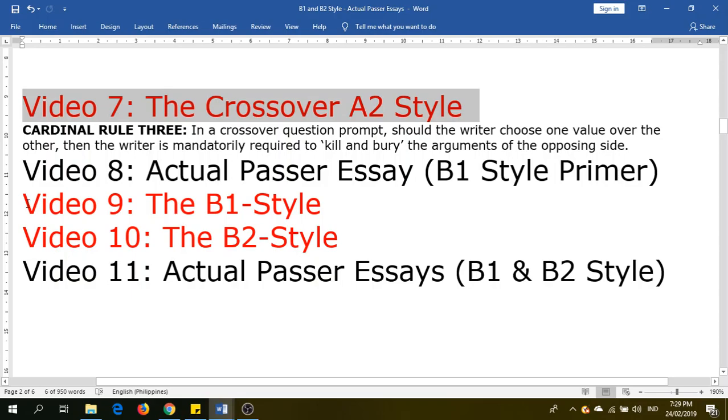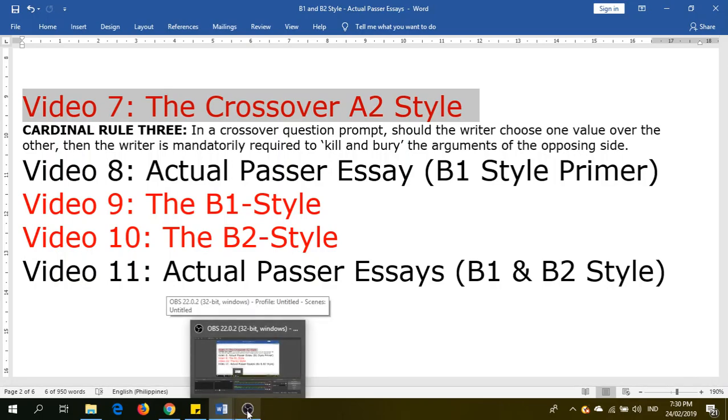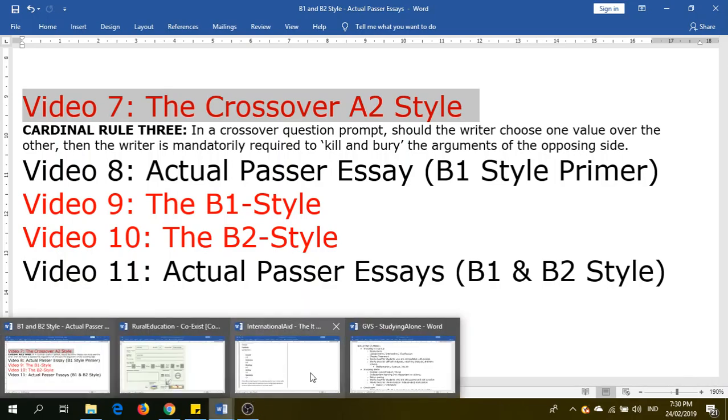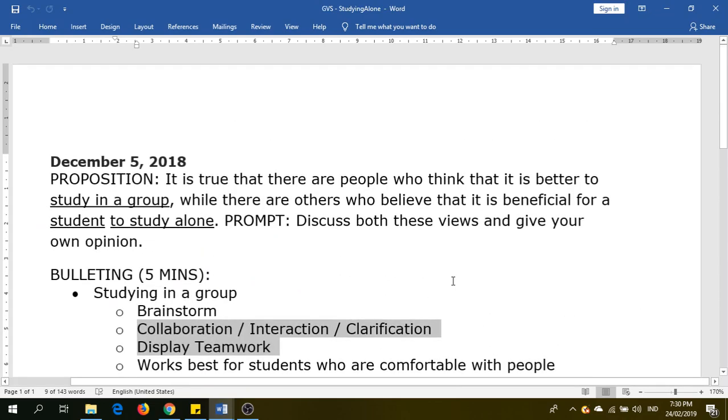And of course, from video 8 onwards, we began discussing the B styles, or the essays which discuss both sides of an issue in balance. So video number 9 is talking about the B1 and B2 style. So we're already now at video number 11 talking about actual passer essays that use either the B1 or the B2 style. Before we go on to the actual passer essays, I'd just like to show you an activity we had in class a few days back.